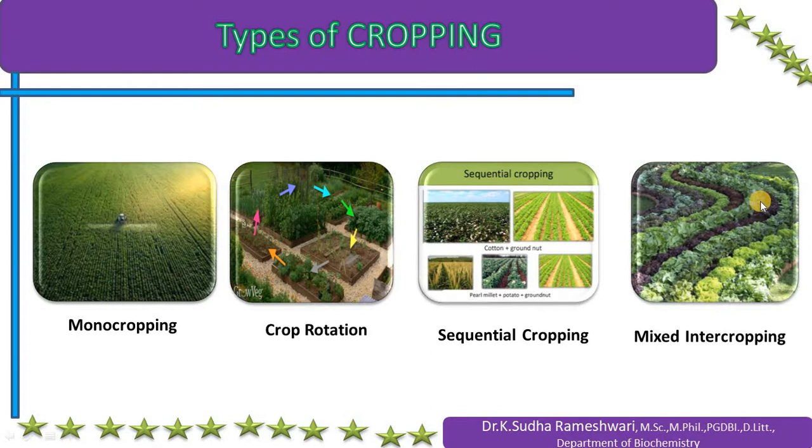This process is called mixed intercropping: planting the main crop in rows and after that spreading the seeds of the intercrop, such as a cover crop, not in rows. They have to spread it. The main crop will be in rows, and the other intercrops are in a zigzag manner. So this is about the types of cropping.